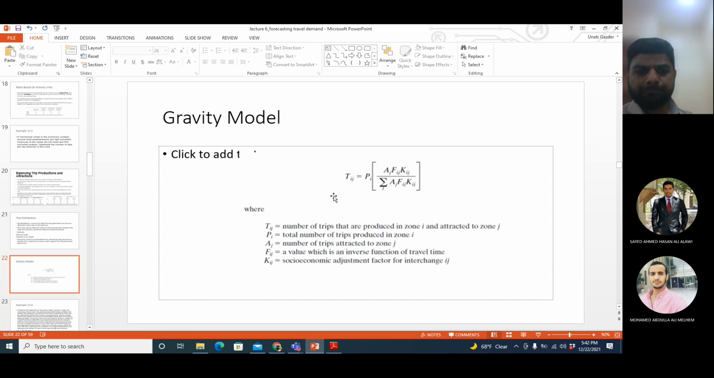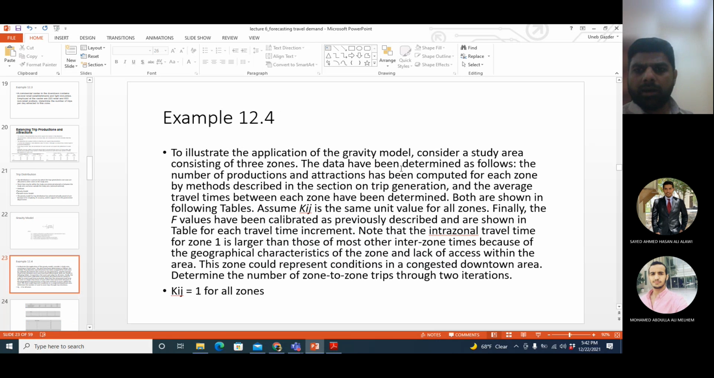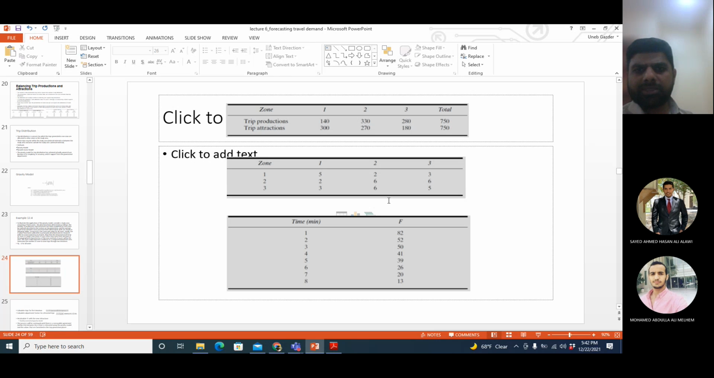Let us look at an example. Okay, we have a study area with 3 zones. Data is given. This is the data which is given. So the number of trips produced and the number of trips attracted for each zone is given. Total is equal. That means balancing is done.